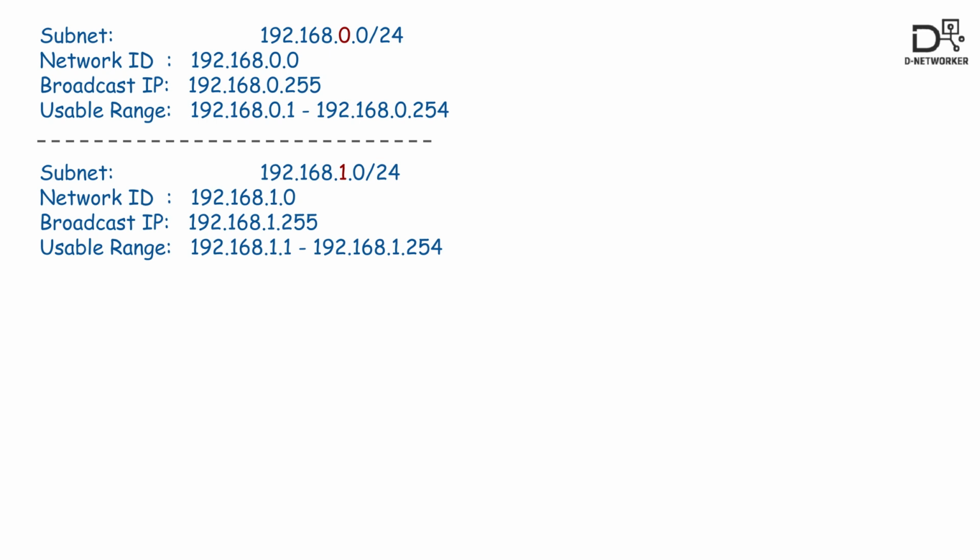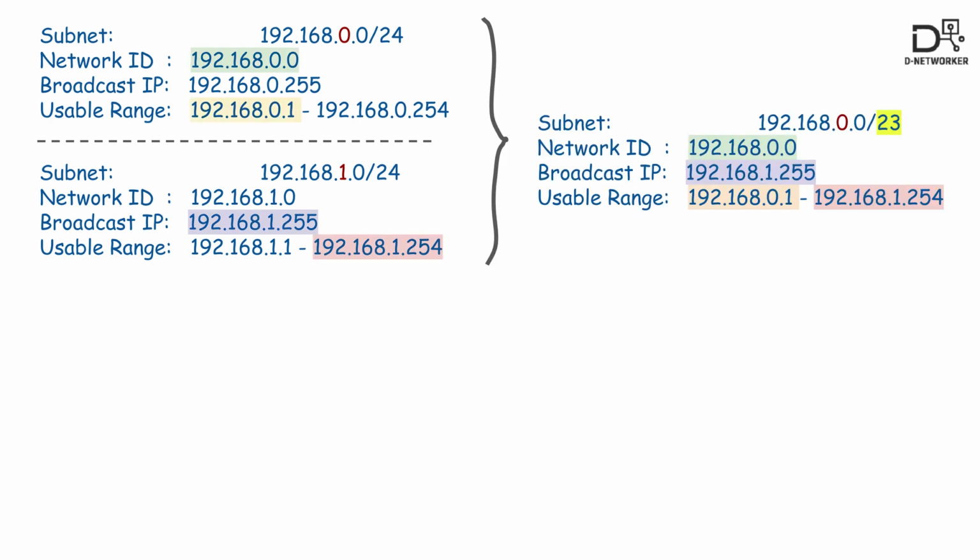Here are two typical /24 subnets. Each gives 254 usable addresses. But what if we want to combine them? We can combine them into a single /23 and we will get 512 IP addresses.